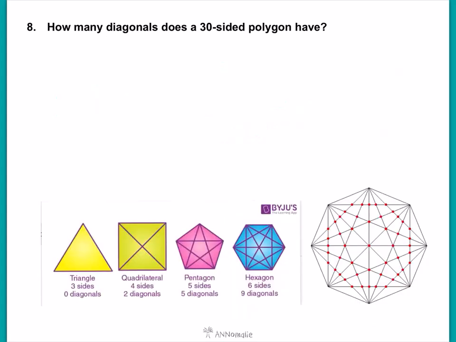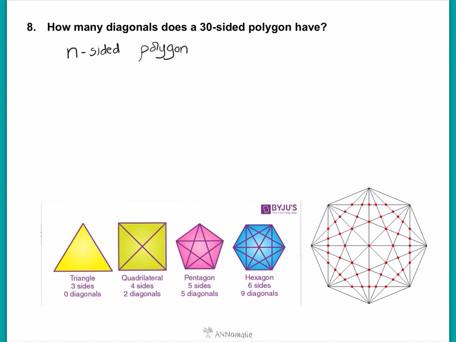In this problem, we are going to use the counting principles. So we know that in this case, we have an n-sided polygon. In this case, it's a 30-sided polygon. Let's first look at an n-sided polygon. So we want to know how many diagonals.